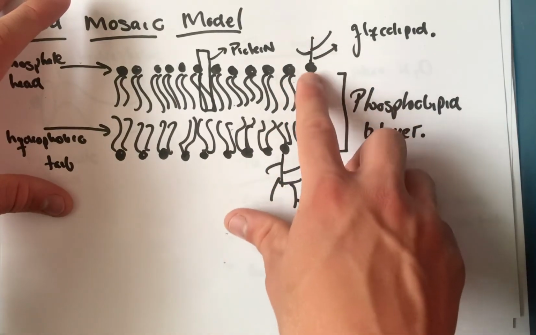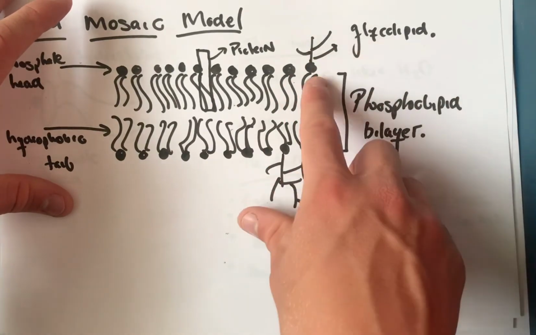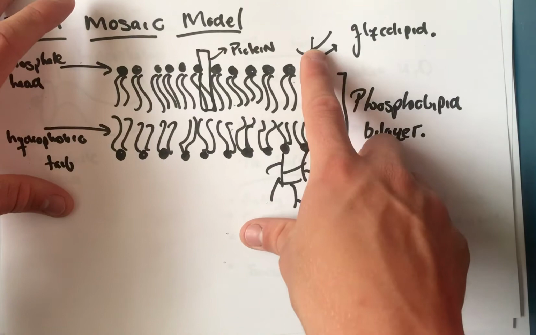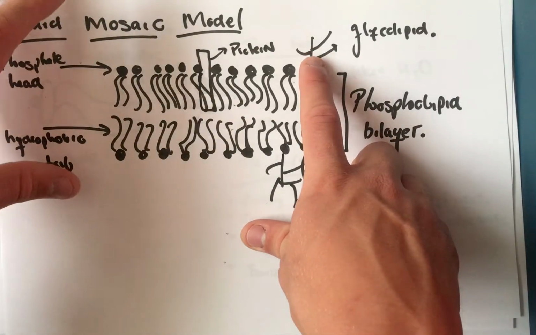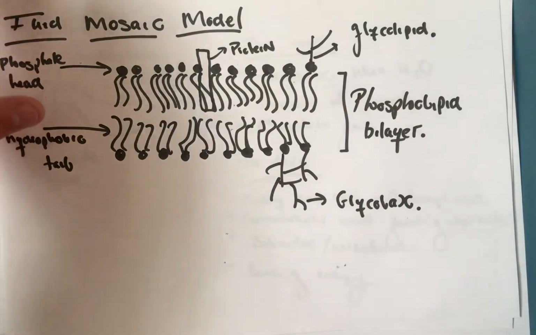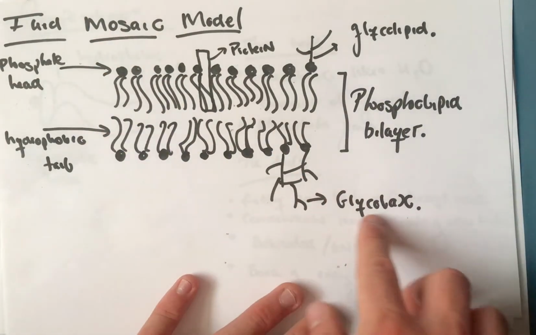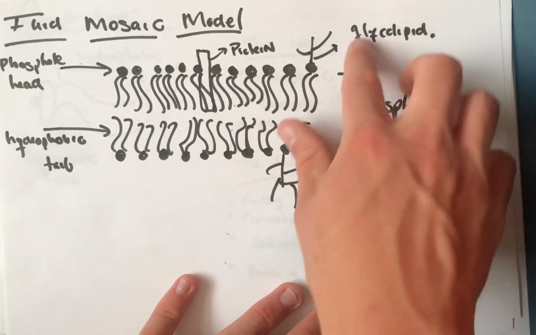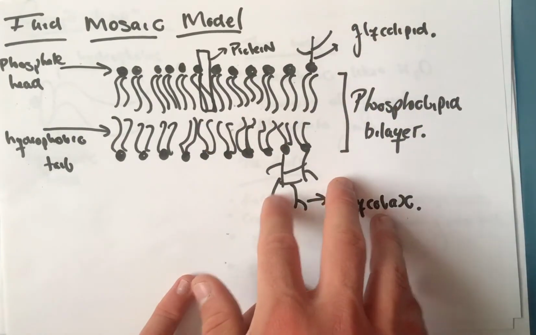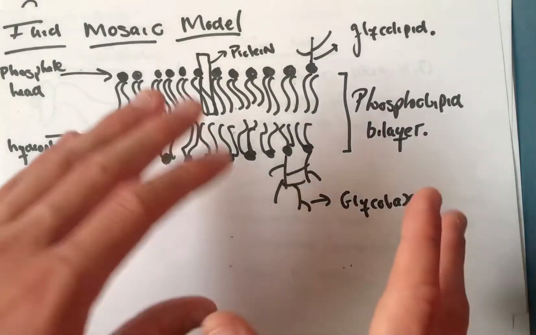I've also drawn what's known as a glycolipid, which is just a lipid molecule with carbohydrate portions attached, and this has a role in cell adhesion and cohesion. And then the glycocalyx is just multiple areas known as glycolipids that are joined together, and this, as I've just said, plays a role in cell adhesion.